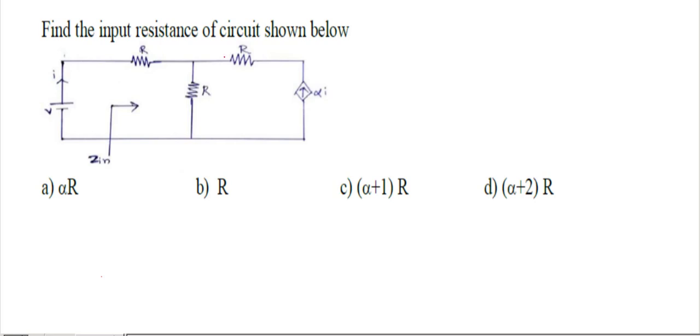Let's see the first question. Find the input resistance of the circuit. This is the input. From this I want to calculate the input resistance. Okay, so R equals voltage to current. If I find the ratio of the voltage to current, then I calculate the input resistance.